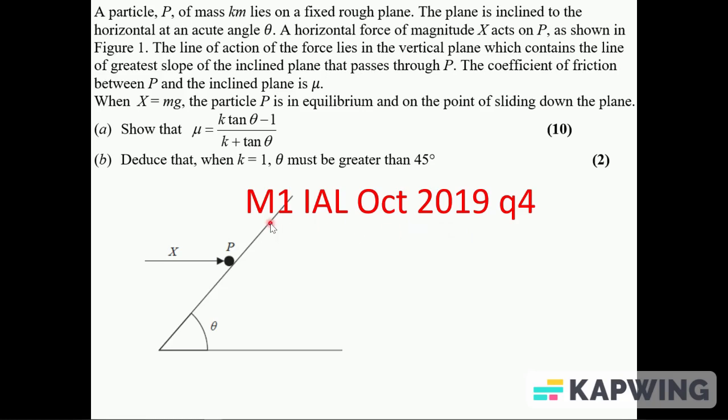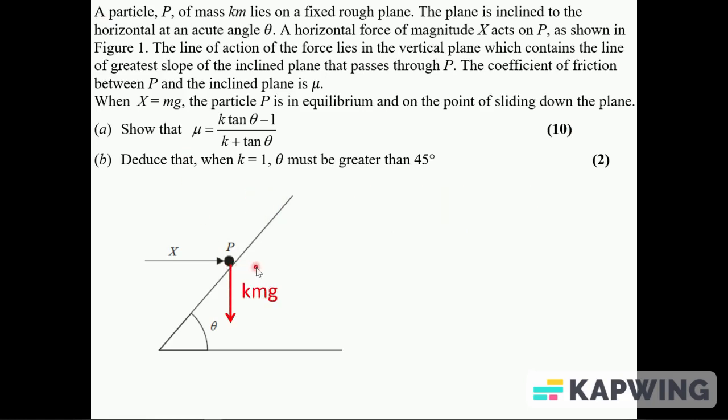M1 International Paper, October 2019, question 4. 10 marks for the first part, so we like that. Particle P of mass km lies on a fixed rough plane. The plane is inclined to the horizontal at acute angle theta, and a horizontal force of magnitude x acts on P.